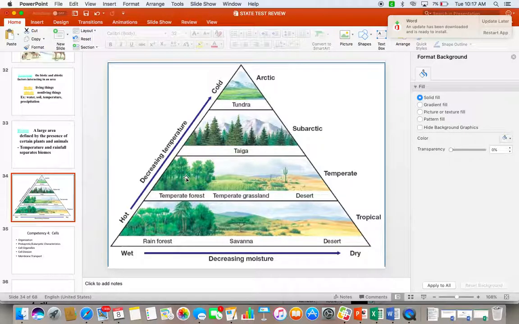We have lots of woods. We have lots of open land. So we have many, many different organisms living in our biome.